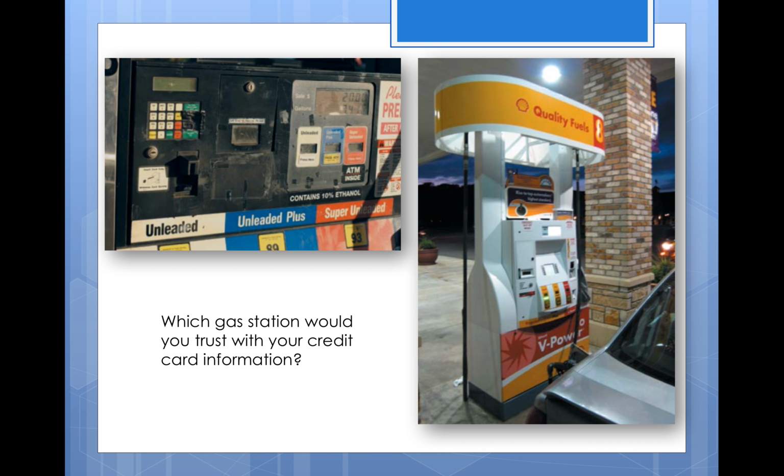Let's think about information that's designed poorly. When information is designed poorly, we often don't trust it. So here's a good example of that. Which of these gas station pumps would you be more likely to trust your credit card information with? For better or worse, we trust good-looking things more than we trust ugly things.